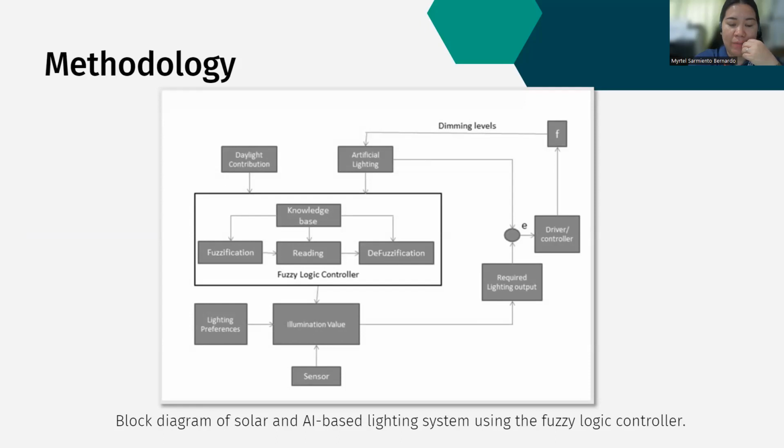Here is the block diagram of the solar and AI-based lighting systems using the fuzzy logic. As you can see in the diagram, we have the fuzzy logic controller that has the fuzzification, the reading based on the knowledge base, and the defuzzification, which has the contribution of the daylight and the artificial lighting, having the dimming level and driver controller to regulate the lighting control. It also has the illumination bulb and lighting references and sensors.